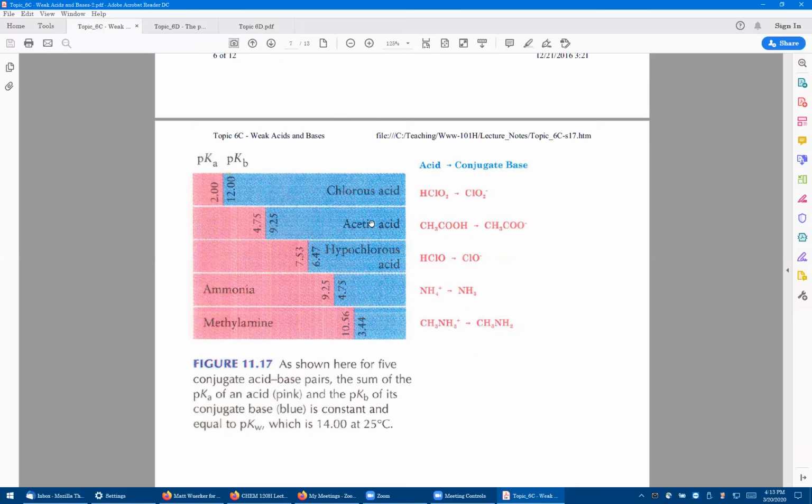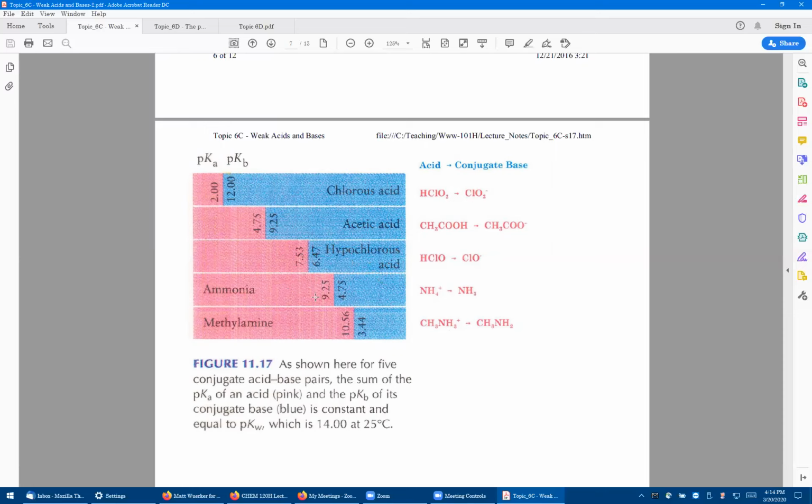Okay? Here's another example. Here's our friend acetic acid again. Acetic acid, of course, has a pKa, as we've seen, of 4.75, which means that the pKb of its conjugate base, which is the acetate ion, has to be 9.25, so that the sum of these two is 14. Here's hypochlorous acid, which is HClO. That's the stuff that's in common bleach. Hypochlorous acid is a very weak acid. It has a pKa of 7.5 something. And so the pKb of its conjugate base, which is the hypochlorite ion, is 6.47. The sum again is 14.